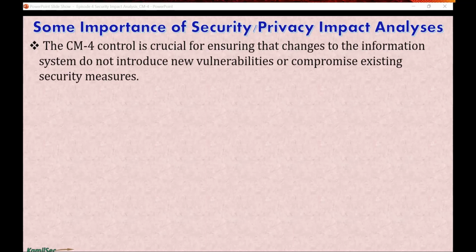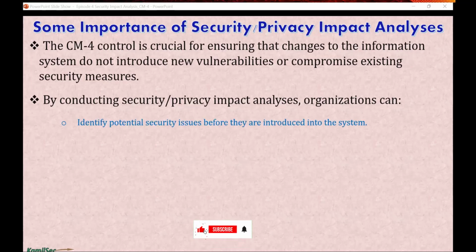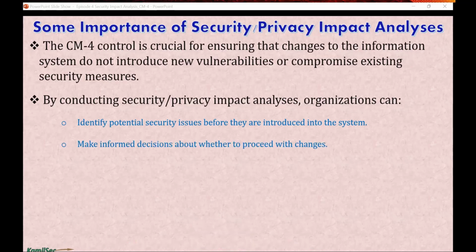Moving on, what are some of the importance of security and privacy impact analysis? The CM-4 control is crucial for ensuring that changes to the information system do not introduce new vulnerabilities or compromise existing security measures already in place to protect the system. By conducting security and privacy impact analysis, organizations can, number one, identify potential security issues before they are introduced into the system, make informed decisions about whether to proceed with the changes or not, maintain a robust security posture even as the threat landscape evolves.